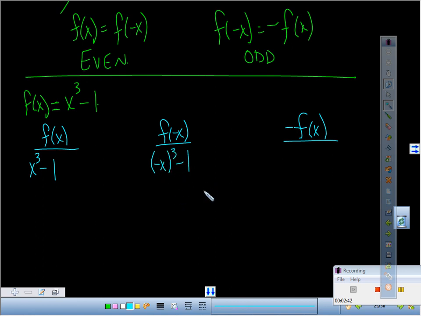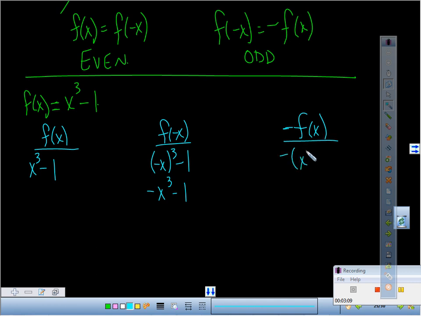Now, y'all, what's the rule? When you raise a negative to an even power, he just drops. The sign goes away. But if I raise a negative to an odd power, he stays. You keep that sign. So negative x to the third minus 1. Are these 2 equal? Then guess what he's not? He's not even, okay?